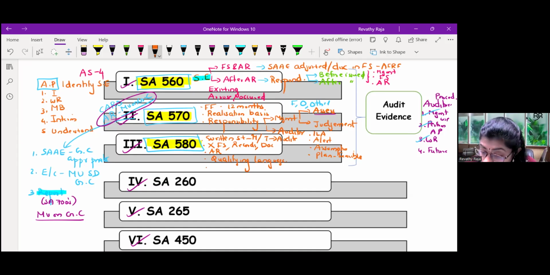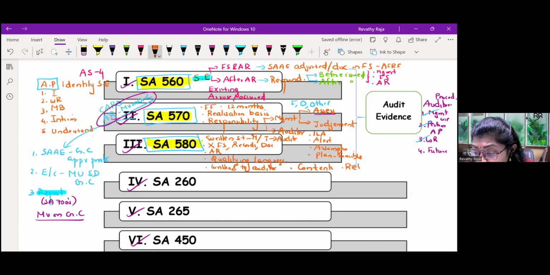Now, written representation should be in written form, as the name suggests, and addressed to the auditor. What are the contents of written representation? Contents are mainly regarding management responsibility. They have prepared the financial statements as per AFRF, and provided to the auditor the information, completeness, and all other information.